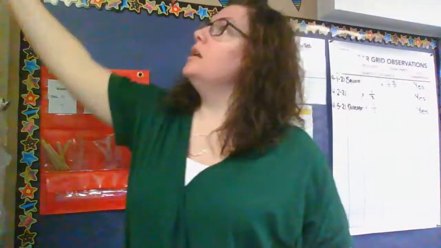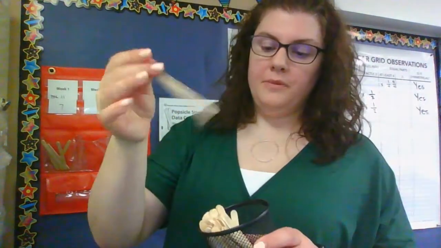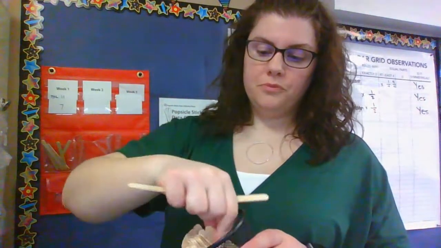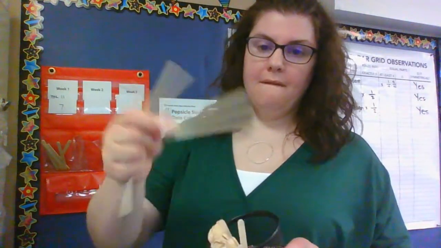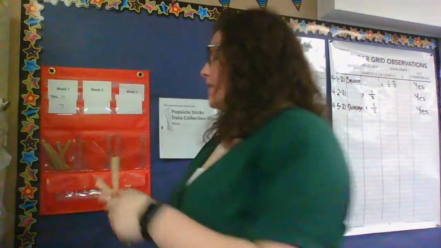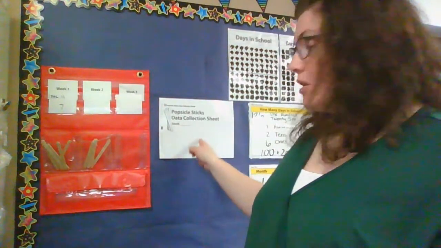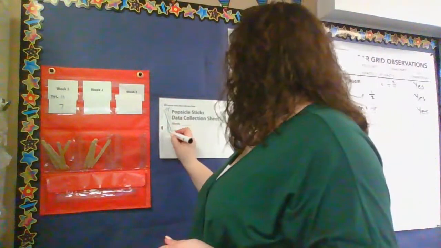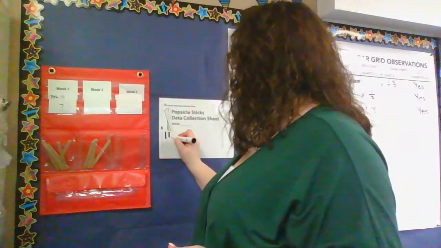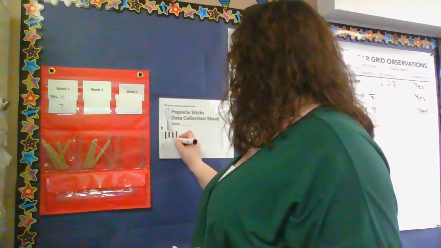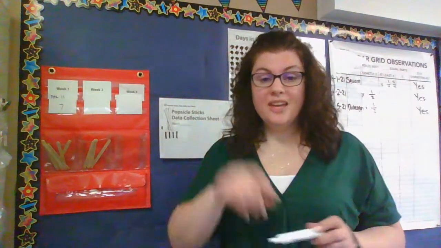Let me grab our jar. Count with me. 1, 2, 3, 4. All right, I'm going to add our 4 sticks to our pocket for week 2. Now I need to update our tally marks on our collection sheet. Count with me. 1, 2, 3, 4. And remember, when we are using our tally marks, we group in groups of 5.